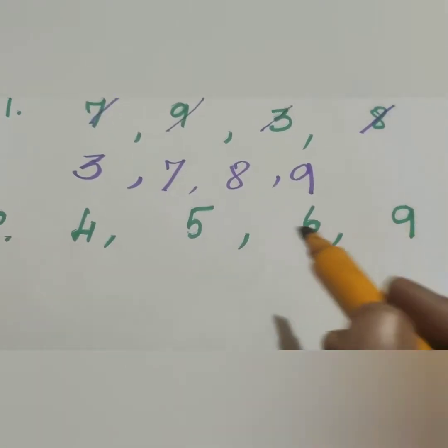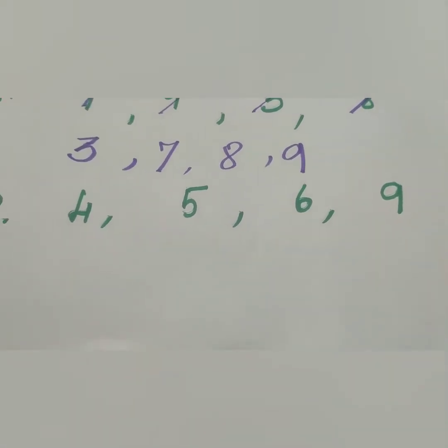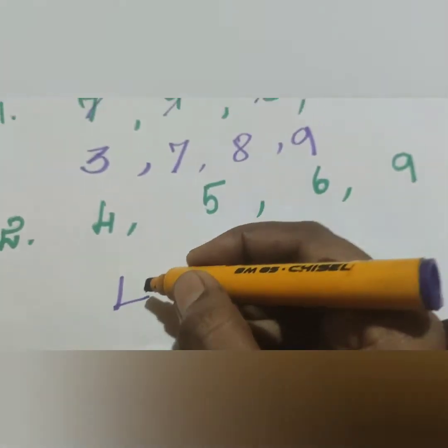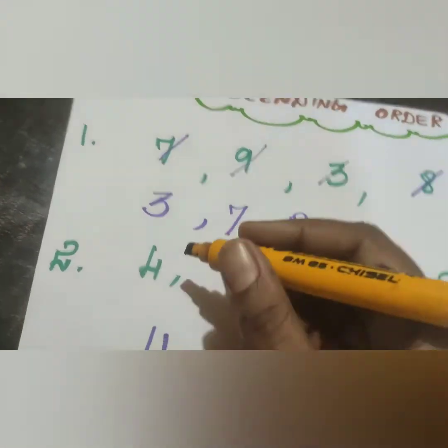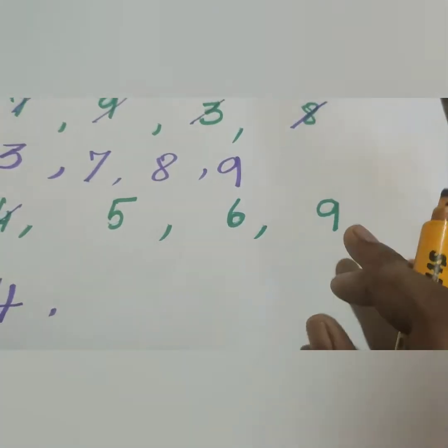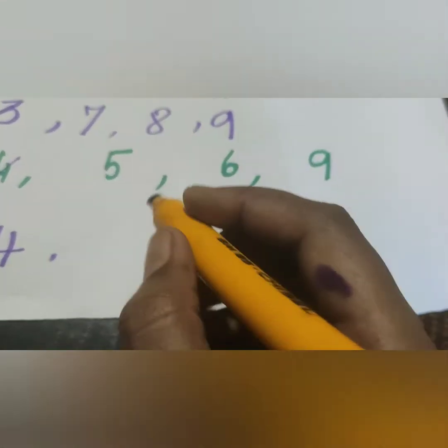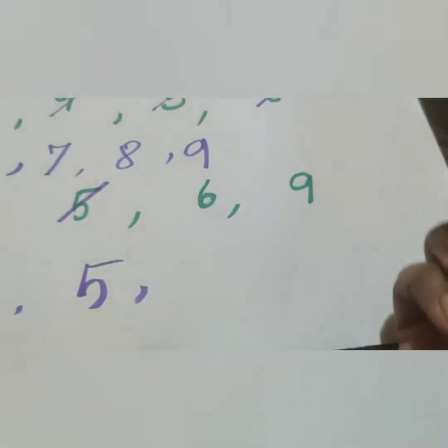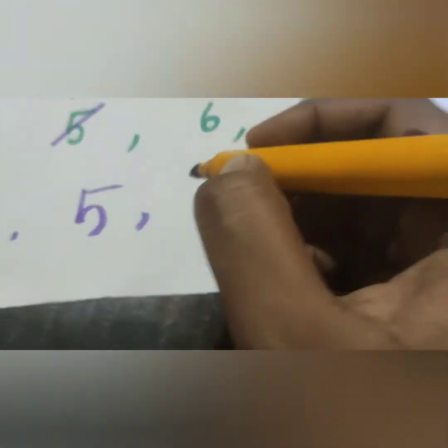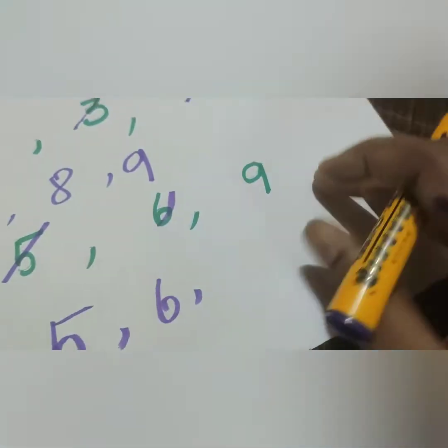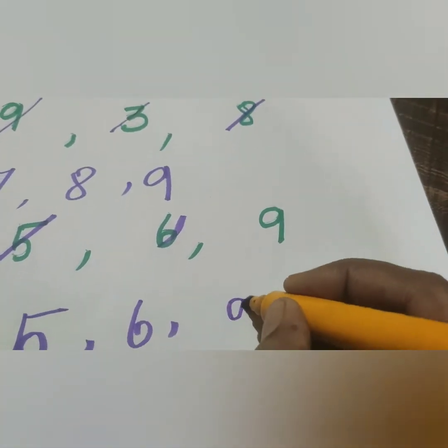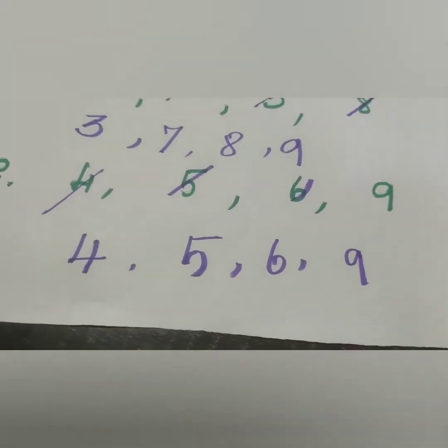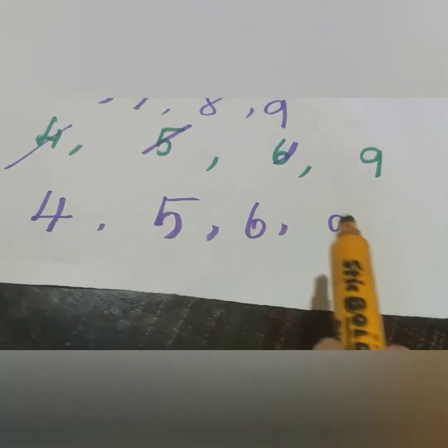Let us do one more sum in that. 4, 5, 6, 9. Which is the smallest in this? 4. And then which is smaller in 5, 6, 9? The 5 only. 5. And which is the smaller in 6 and 9? 6. So I have written 6. And the last number is 9. In this question, the numbers are already in the same order, so the answer is also in the same order. You can see that the answer is smaller number to bigger number.